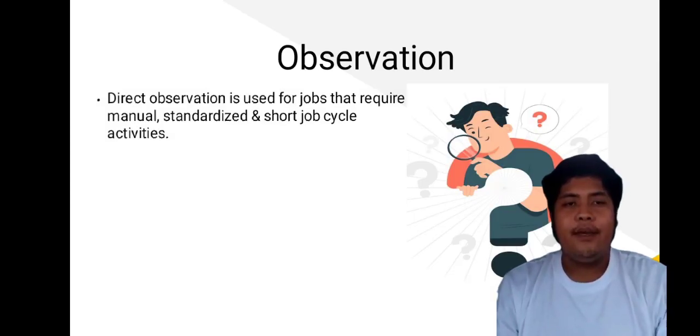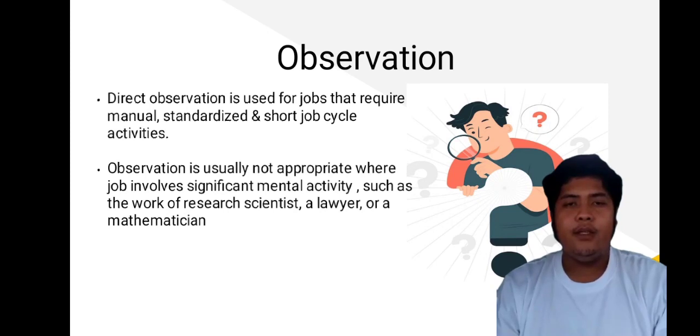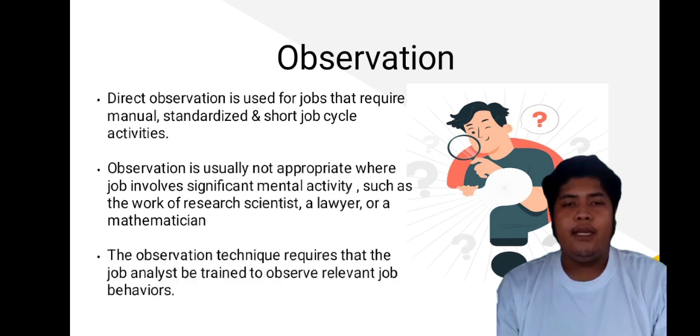Observation. Direct observation is used for jobs that require manual, standardized, and short job cycle activities. Observation is usually not appropriate where the job involves significant mental activity, such as the work of a research scientist, a lawyer, or a mathematician. The observation technique requires that the job analyst be trained to observe relevant job behaviors.